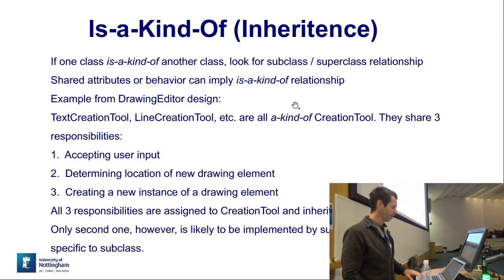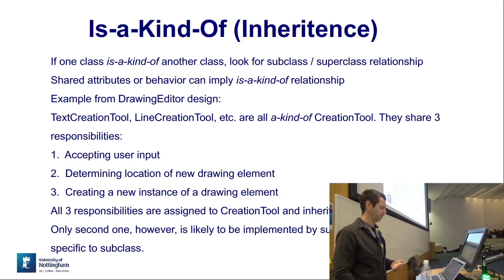So from the drawing editor class, a text creation tool, a line creation tool can all be kinds of creation tools. They share 3 responsibilities: accepting user input, determining the location of a drawing element, and creating a new instance of a drawing element. Right? So we could introduce an abstract parent class called creation tool and put all those responsibilities in the parent class. Right?